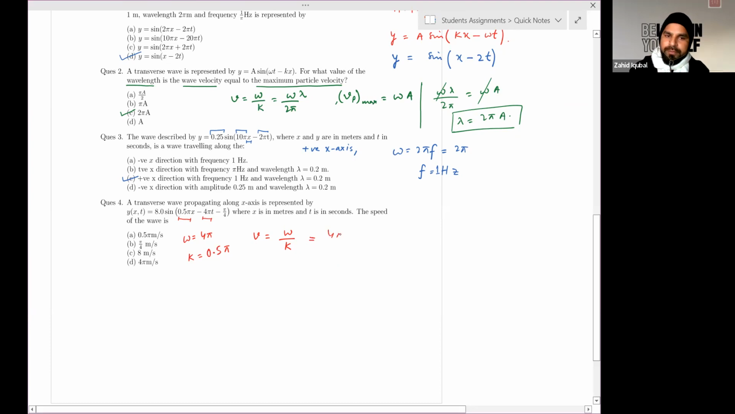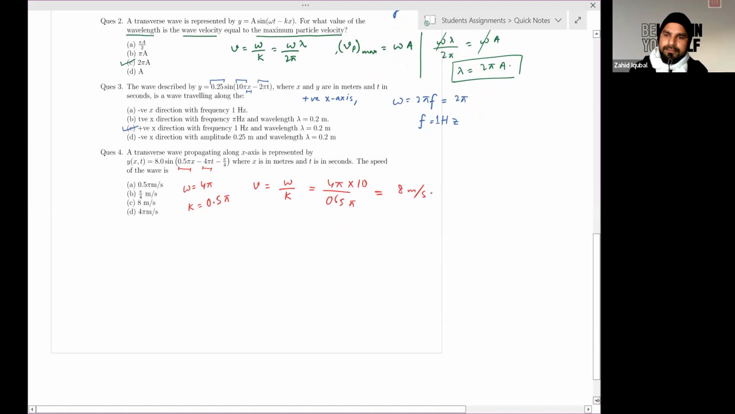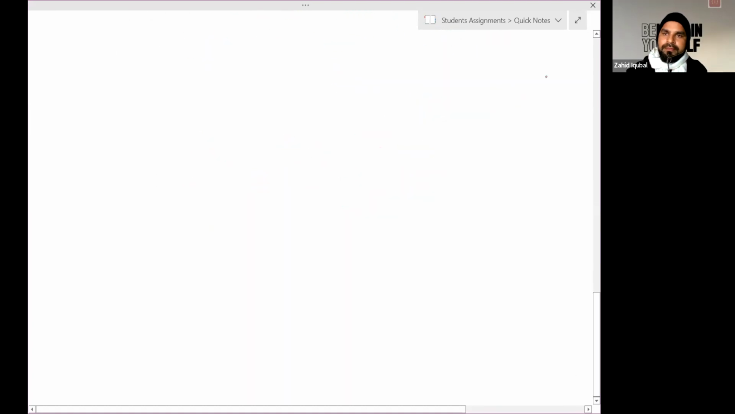Omega, we have 4 pi and k is 0.5 pi. Pi and pi will cancel out. If we move this decimal, then we'll put 10. 4 into 10, 40 divided by 5, it will be 8 meters per second. So this is how we can calculate different terms related to the equation of a traveling wave. Atif, any doubt? No, sir.